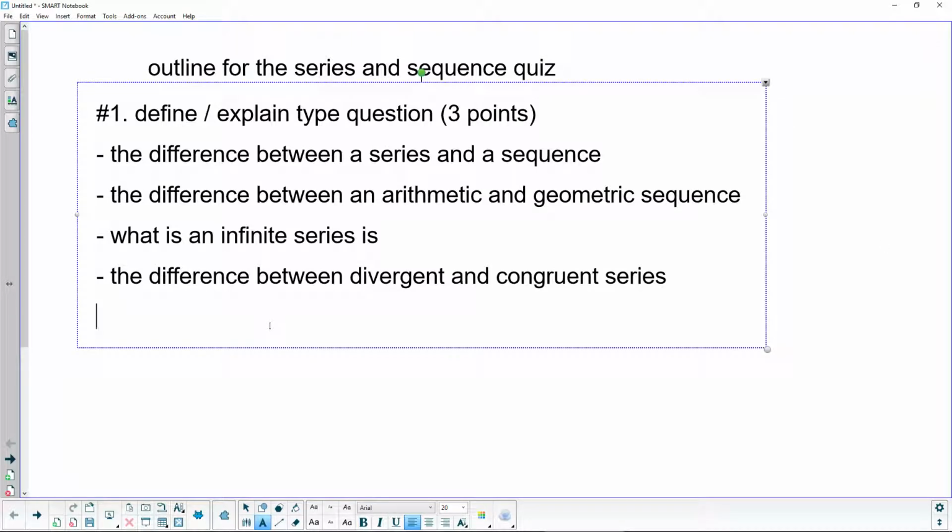Okay, so we also might have the conditions for an infinite geometric series. I don't know if I'm going to put that one on there because I don't think we covered that one. Actually, we did. That's right. That's where the R has to be between 1 and -1, right?